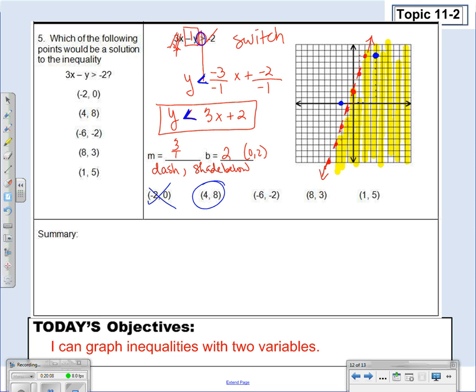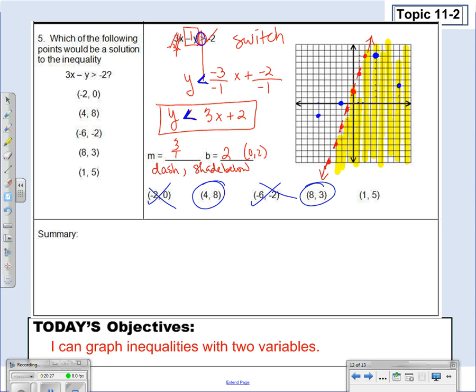Negative 6, negative 2, negative 6, and negative 2. This is in the third quadrant. It is not in the shaded area. Positive 8, positive 3, so positive 8, positive 3. It is in the shaded area. It is a solution. And then 1, 5.